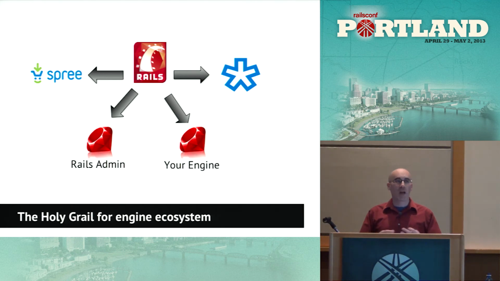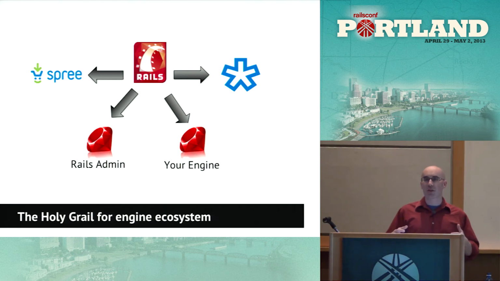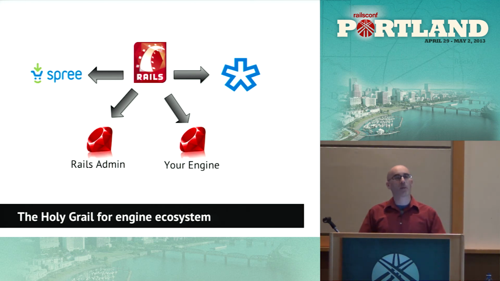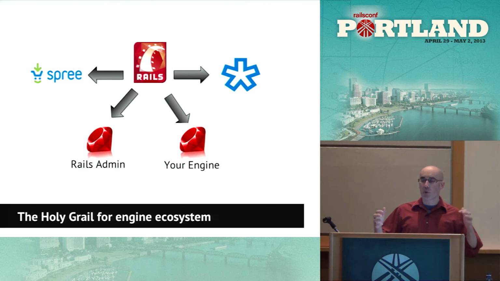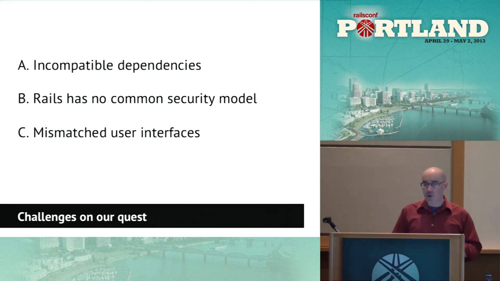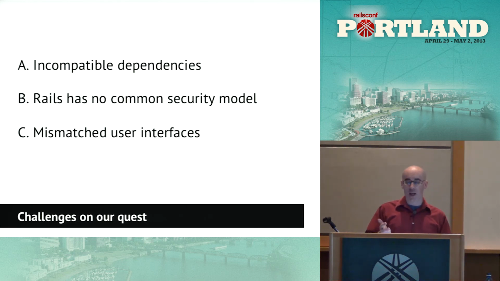And so one of the great hopes for engines was that we would create this ecosystem where multiple engines could be just sort of plug and played into your project in any sort of Rails app. And so I have a Rails app, and I want Spree, and I want Rails admin, and I want the engine that you guys are going to write, and I want to put those all together. Well, unfortunately, there are some challenges to making this work correctly, and they sort of boil down to these 3 points. One is that we have the issue of incompatible dependencies. Another is that Rails doesn't really have a common security model. And finally, engines will often have mismatched user interface.